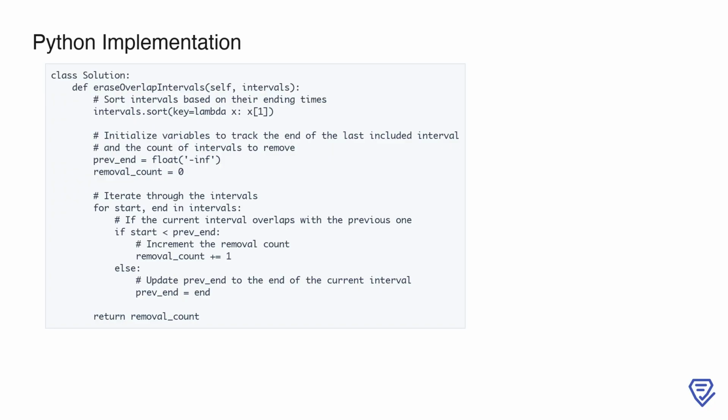Complexity analysis. Time complexity: sorting the intervals takes O(n log n), and iterating through the intervals takes O(n). Overall, the time complexity is O(n log n). Space complexity: the algorithm uses O(1) extra space, as the sorting is done in place, and no additional data structures are used. Edge cases. If the input list is empty, the function handles it by returning 0, as there are no intervals to process. If all intervals are already non-overlapping, the function correctly returns 0. This solution is efficient and works well within the constraints of the problem.